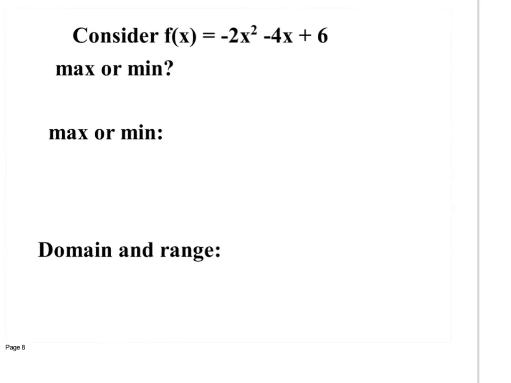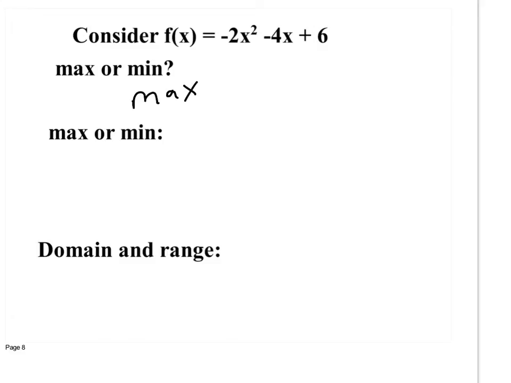So write this down. They'll give you a function like this. F of x is equal to -2x squared minus 4x plus 6. They ask you to determine whether it has a maximum or a minimum. So we look at A and see if it's positive or negative. A is negative. So this has a maximum. If it's negative, it's a maximum.